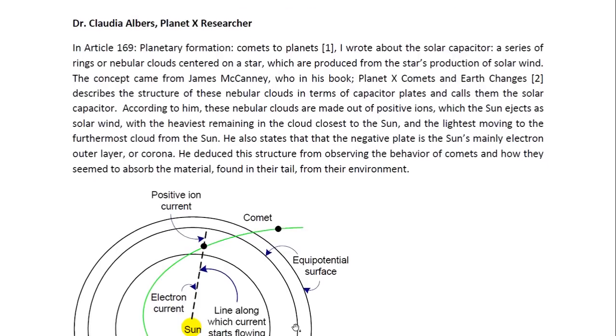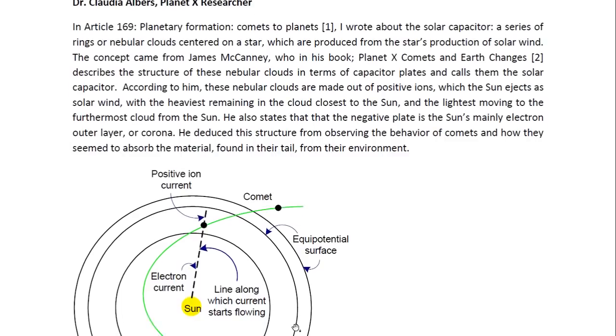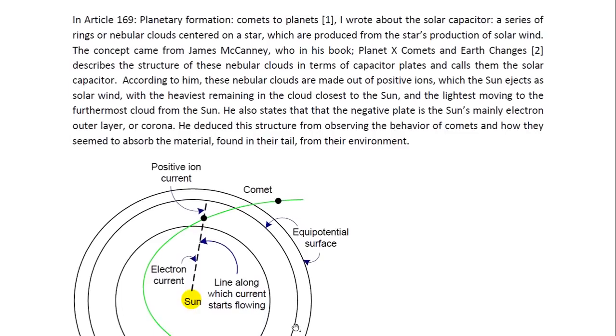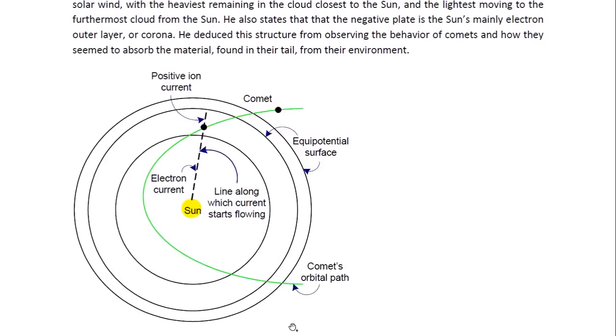According to him, these nebula clouds are made out of positive ions, which the sun ejects as solar wind, with the heaviest remaining in the cloud closest to the sun, and the lightest moving to the furthermost cloud from the sun. He also states that the negative plate is the sun's mainly electron outer layer, or corona. He deduced the structure from observing the behavior of comets and how they seem to absorb the material found in their tail from their environment.